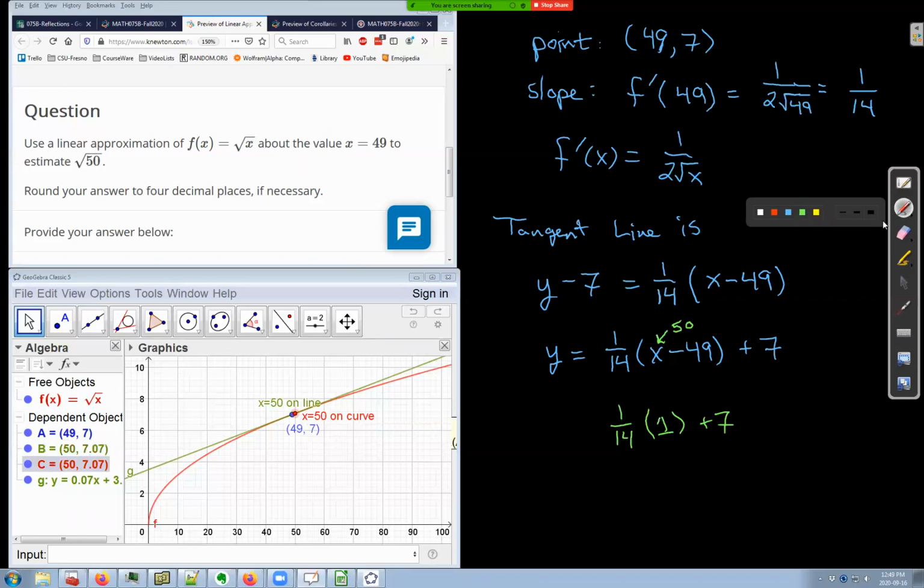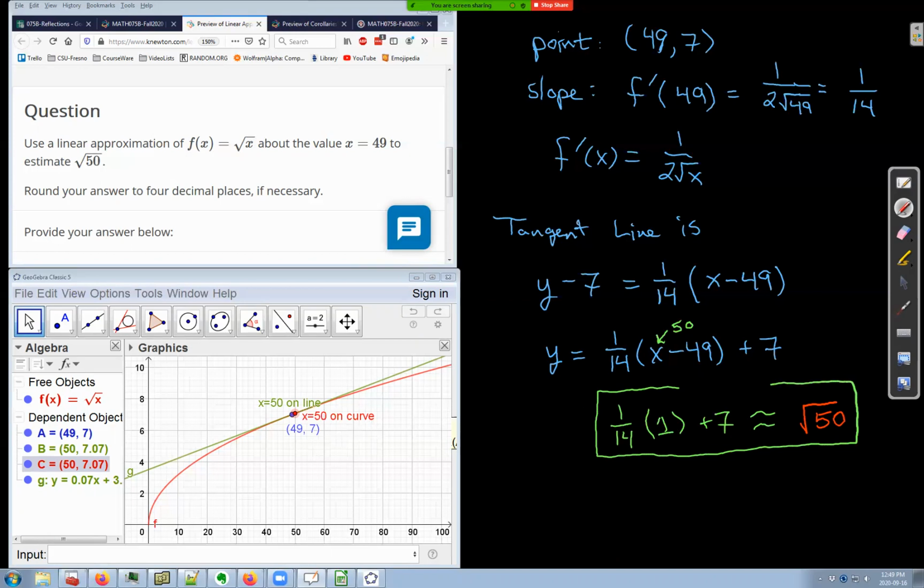So the moral here is that what we wanted was the square root of 50. But what we got was this green thing, and they're pretty much the same. As you can see from the picture, they're pretty much the same thing. And so that's our linear approximation.